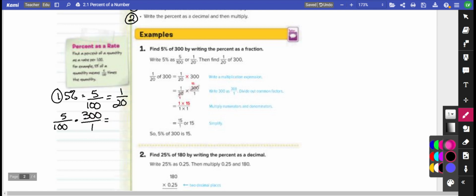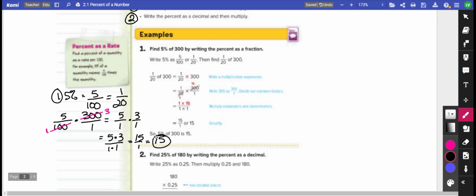Well, you can multiply across, but I do like to cross-reduce whenever possible, or cross-simplify. I like to make the numbers as simplified as possible whenever I can. So 100 divided by 100 is 1. 300 divided by 100 is 3. So I'm going to rewrite my fractions. 5 divided by 1 times 3 divided by 1. That equals 5 times 3 divided by 1 times 1, which is 15 divided by 1, which is 15. That means 5% of 300 is 15.